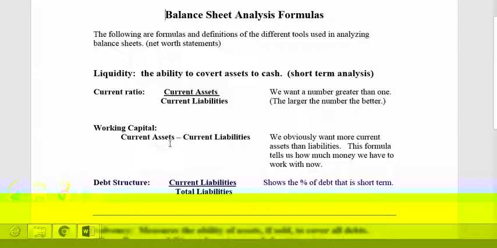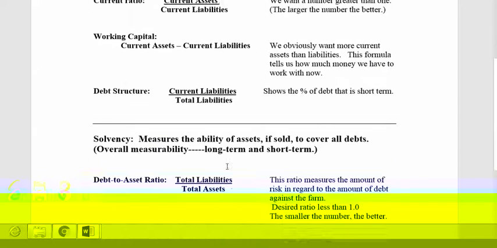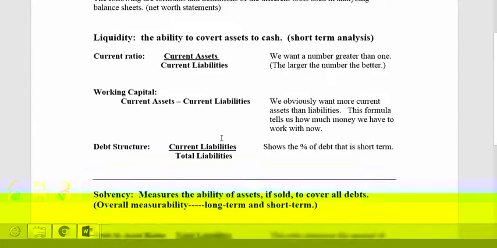Working capital is current assets minus current liabilities. And we want this to be a big number too, because that means we have more assets relative to current liabilities. In other words, we're able to cover short-term debt. So again, working capital is current assets minus current liabilities. Debt structure is current liabilities divided by total liabilities. It tells us the percent of our debt that is due in the short term. So again, those are liquidity formulas. They tell us about the short-term ability to cover debt.